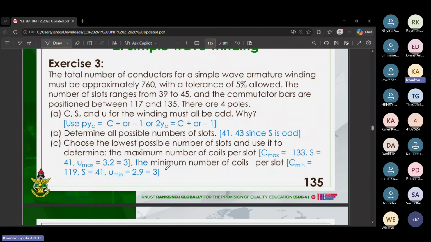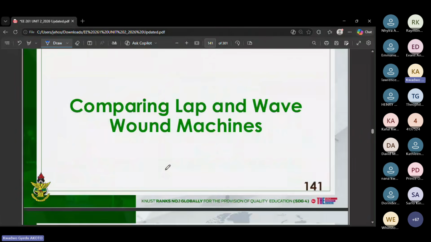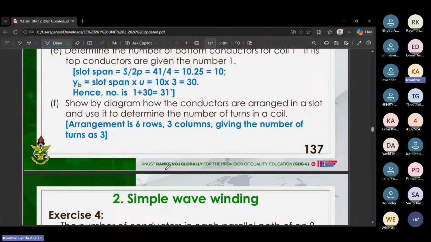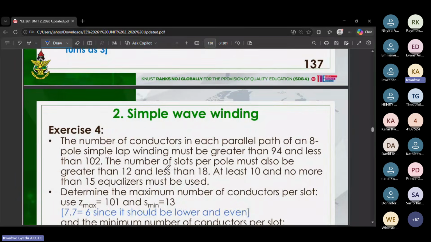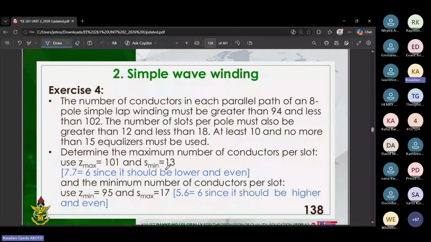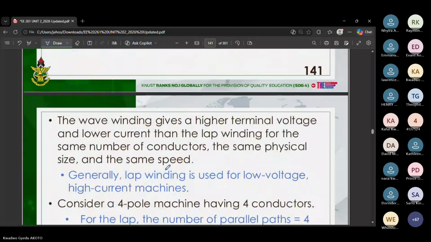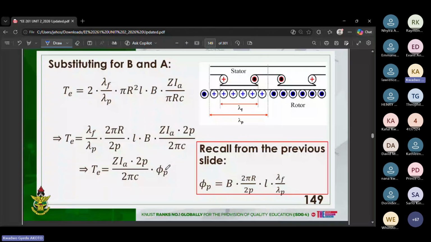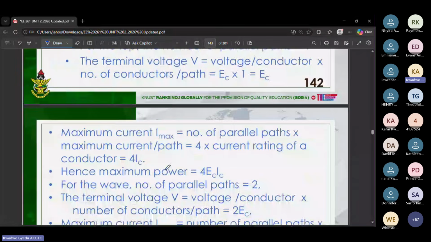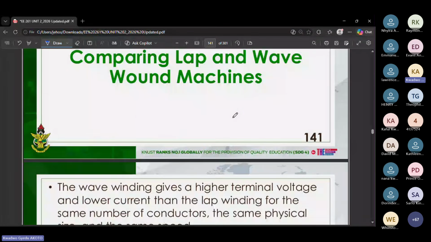So yeah, the exercise 4 is the same as the other exercise, the first exercise in the simple lap winding. Okay, so I won't do that one. I've already done it. Okay, guys. Please read this before the exams.